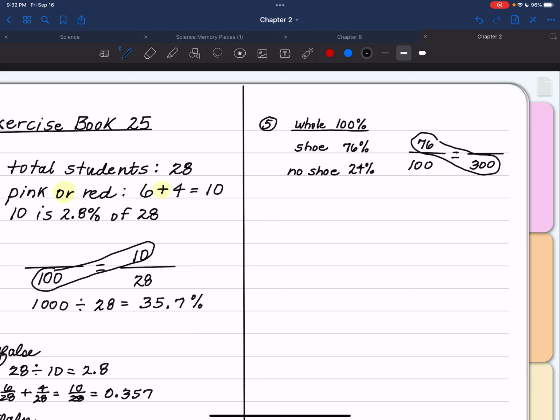So I'll multiply those two. 76 times 300 is 22,800. Divide that by 100 and you get 228. So 228 people said they prefer wearing a running shoe.